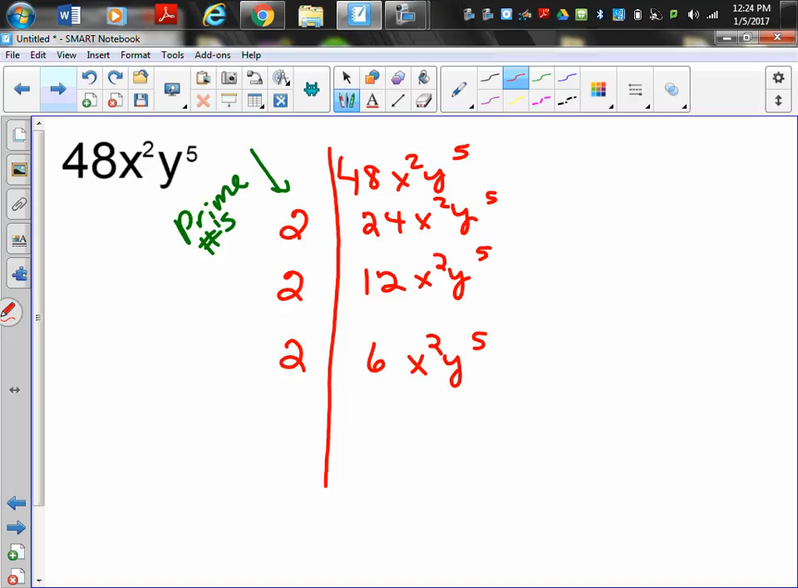Now, will 2 divide into 6? So 2 times 3, x squared y to the 5th.